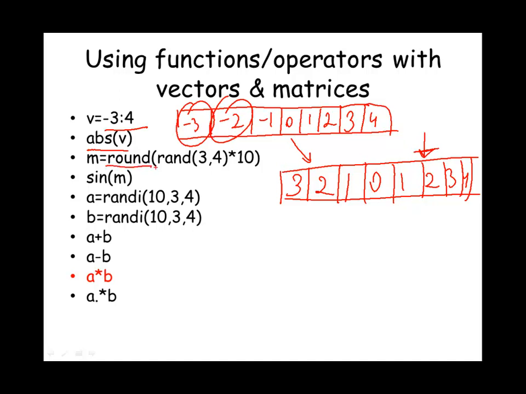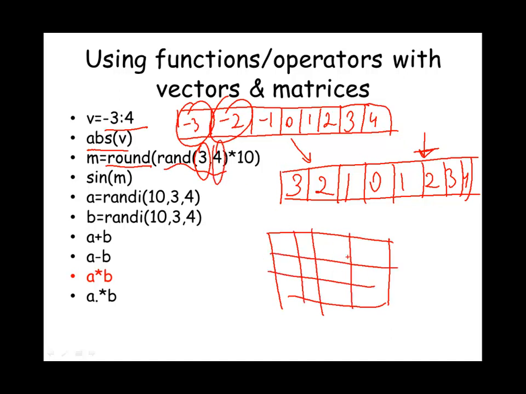Likewise, the round function will apply rounding to each of the elements of the matrix that you provide. In this case, we are providing a random matrix that is 3 rows and 4 columns, and we are multiplying it by 10, so the random numbers become between 0 and 10, and then rounding them. So MATLAB will round each of the elements of this matrix and then return the result where you would be storing into the variable m.